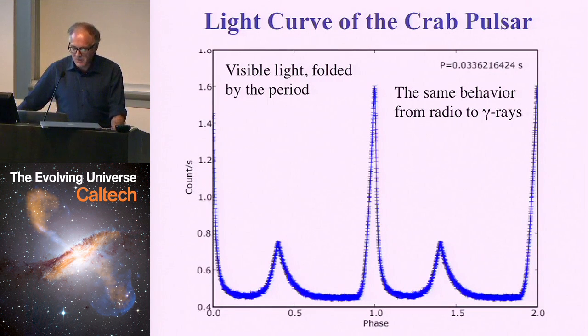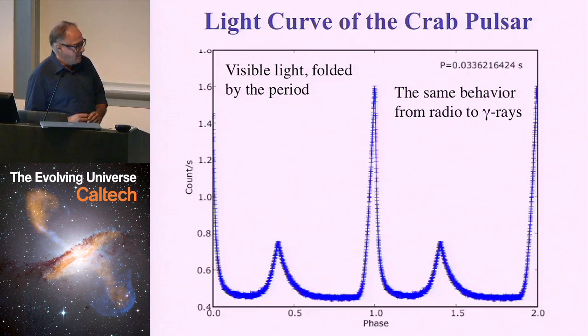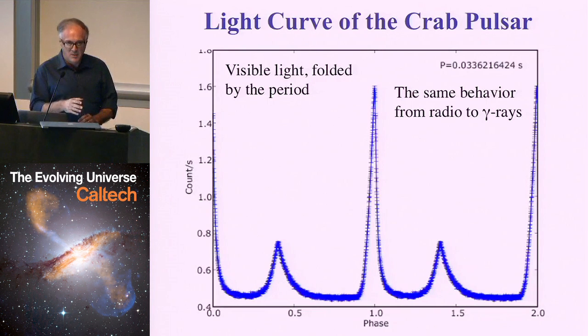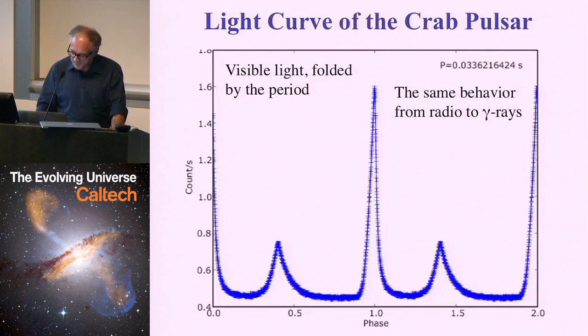And because of that, those are really precise clocks. So now that you know the period, you can fold the data again and again and again, and you get a beautiful curve like that. You can see there is a big pulse and there is a smaller pulse between, and that's since the beam goes around both ways.